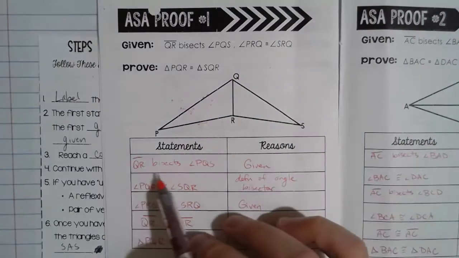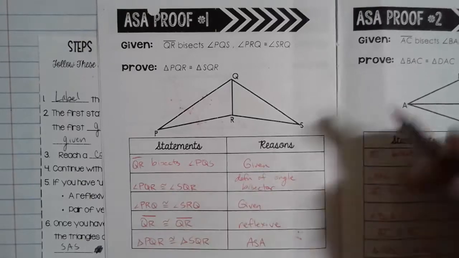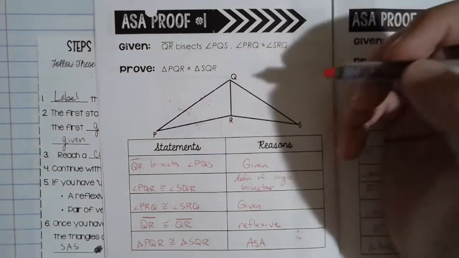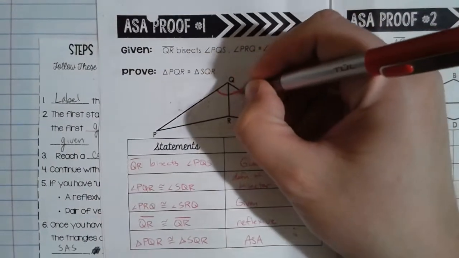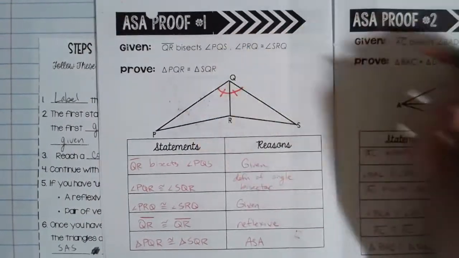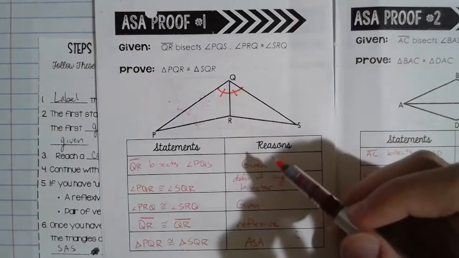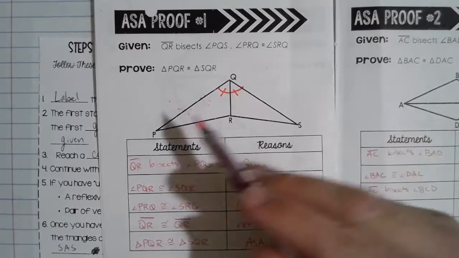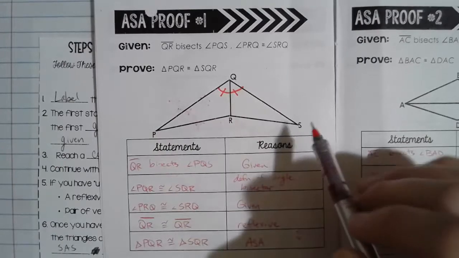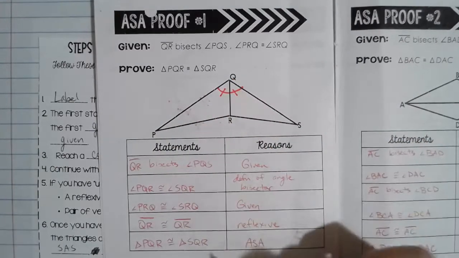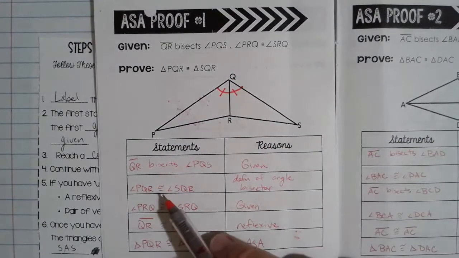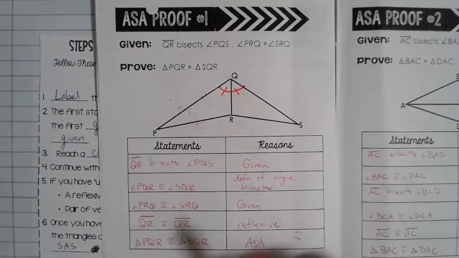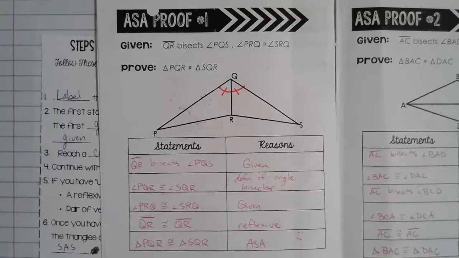So first statement, QR bisects PQS, that is given to us. So QR is bisecting this angle up here. Now, when a segment bisects an angle, it cuts that angle in half. And these two halves that are created are angles PQR and SQR. And these two angles are going to be congruent to each other. So that's what we write here. Angle PQR is congruent to angle SQR, and they're congruent by the definition of an angle bisector.